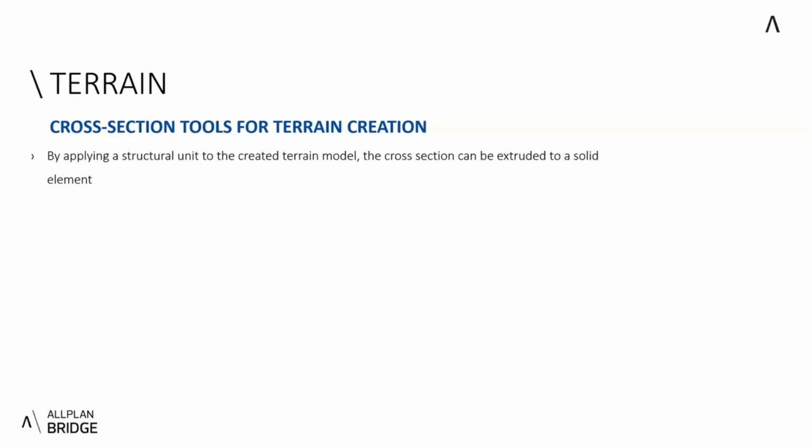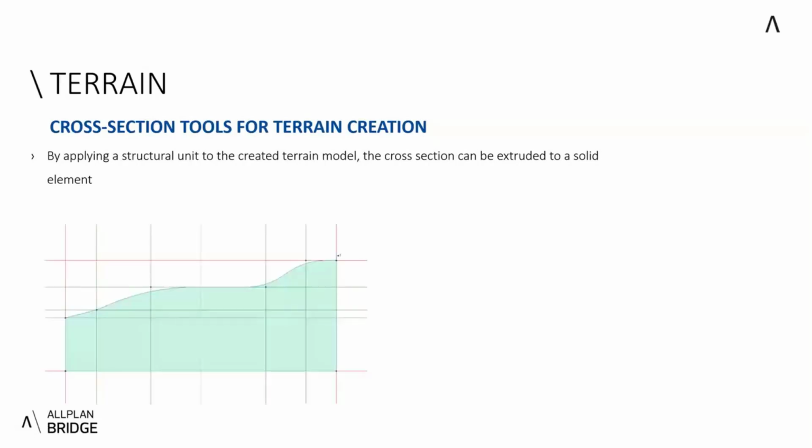What will be the next step? The next step will be applying a structure unit to the created terrain model. The cross-section can then be extruded to a solid element. And here we see, once we have applied this structure unit to our model, it already got a nice green fill, and we know that the model is prepared for extrusion.